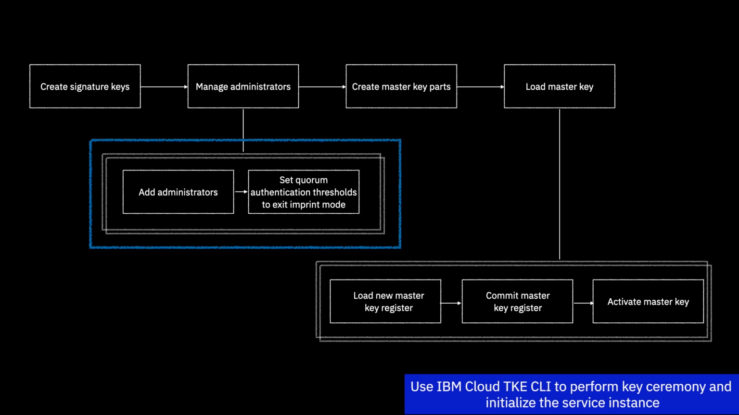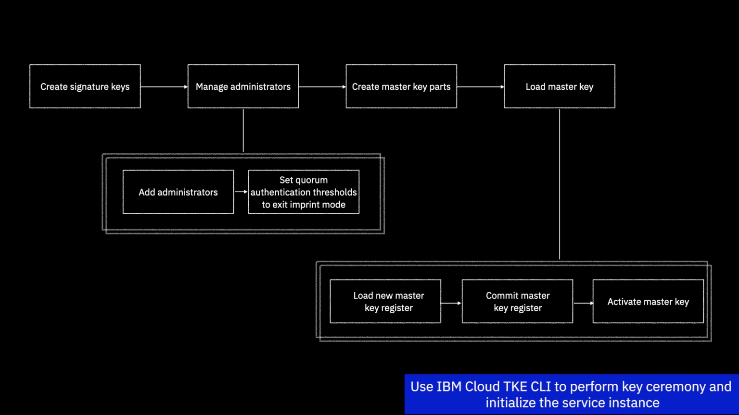Since the service instance we accessed is new, we begin in imprint mode. In imprint mode, the command to add a crypto unit administrator does not need to be signed. A crypto unit in imprint mode is not considered secure. You cannot run most of the administrative commands such as loading the new master key register in imprint mode. Once we have created our administrators, we will exit imprint mode.